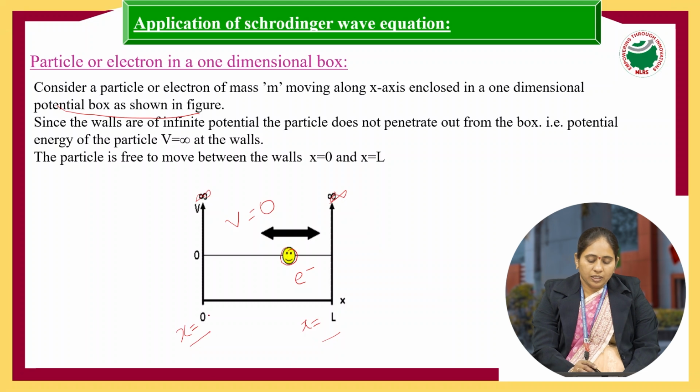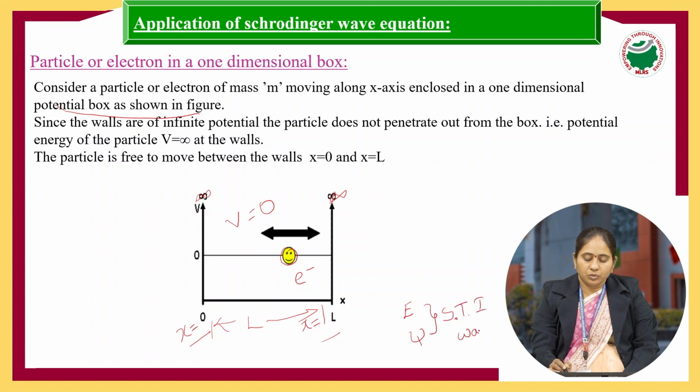Inside, the particle will exist. The width of the box is L. Inside the box only, the particle is roaming here and there. The particle has mass m and moves only along the x direction. For this electron, we are going to derive the energy E as well as the wave function psi. We are going to determine the energy and the wave function by using the Schrodinger time independent wave equation.